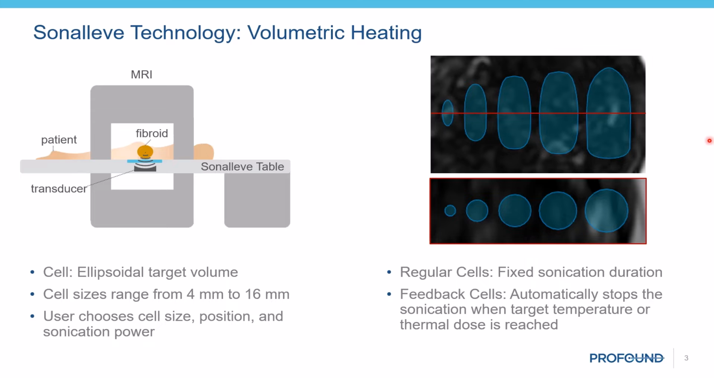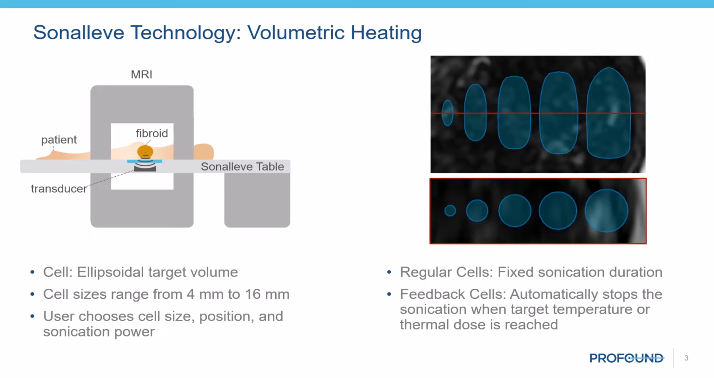This is done by placing so-called cells. Cells are predefined target volumes that have an ellipsoidal shape as depicted on the right. The top row illustrates the cross-section of the different cells in the sagittal or axial view. However, the cells are actually defined and named by the diameter of their cross-section in the coronal view, as shown below. The available cell diameters in the uterine application are 4, 8, 12, 14, and 16 millimeters.